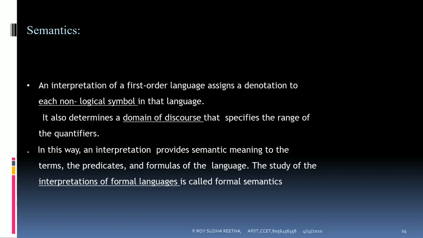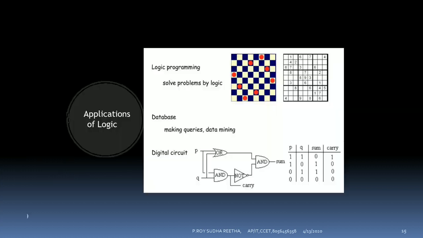And what is meant by semantics? Semantics is nothing but the interpretation of a first order language that assigns a denotation to each non-logical symbol. It is nothing but the domain of discourse. A very important term we need to identify is the domain of discourse, which specifies the range of quantifiers. It also provides a semantic meaning to the terms and the formulas of the language. The study of the interpretation of formal language is called formal semantics.